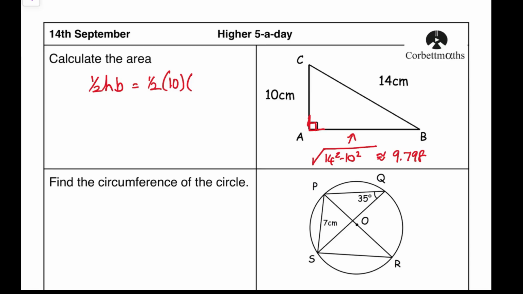So therefore it's going to be half times 10 times 9.798. Put all that in my calculator and I get 48.99 centimeters squared. Now it doesn't give me an accuracy to round to. I have to say 49 would be fine, but as long as I can see calculation and you're doing a sensible number, so 2, 3, 4, 6 sig fig, that is okay.